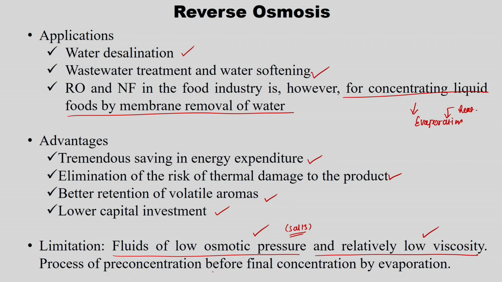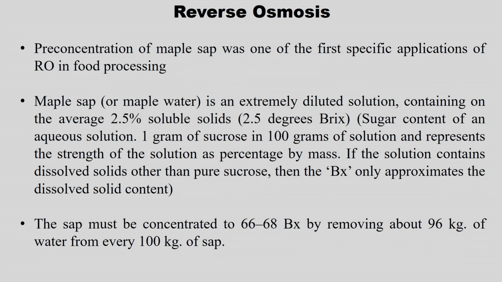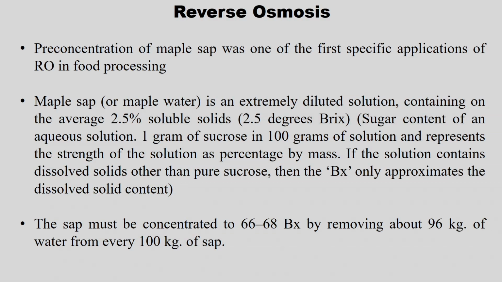And the process of pre-concentration before final concentration by evaporation. This is not a limitation. This is the advantage, right. Before going for evaporation, for example, I need to have some 70% concentrated solids. I can do up to 40% using RO, and after that the remaining 30% can be done by evaporation. In that case, you are reducing the energy load which is given if we go directly for evaporation. And pre-concentration of maple sap was one of the first specific applications of RO in the food processing industry.